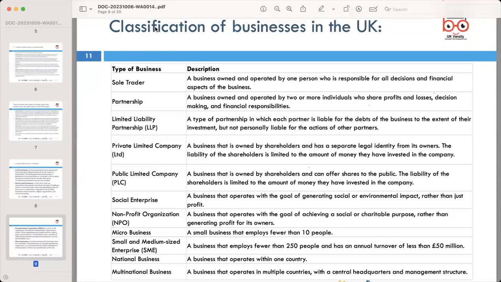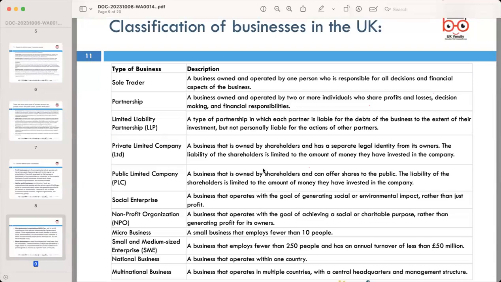Okay. So different types of business, as you can see: sole trader, a business owned and operated by a single person who assumes full responsibility for decisions and finances. Then partnership, a business jointly owned and managed by two or more individuals who share profits, losses, and responsibilities. Then limited liability partnership, a partnership where each partner has limited liability for the business debts, protecting them from personal liabilities for other partners' actions.